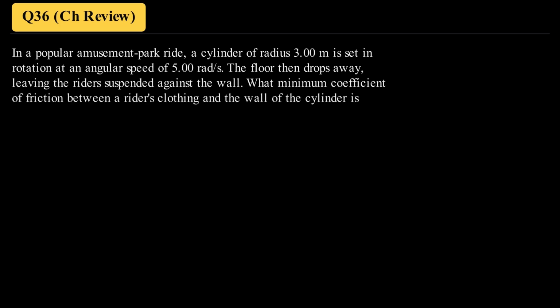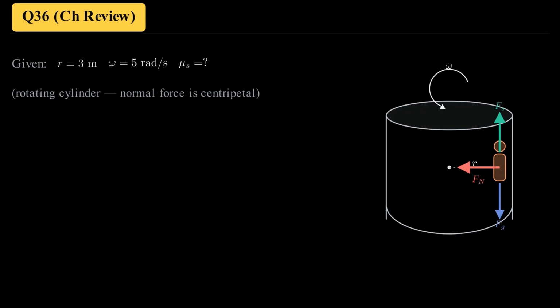What minimum coefficient of friction between the rider's clothing and the wall of the cylinder is needed to keep the rider from slipping? So you know the question is asking for the coefficient of friction. We know radius is 3, omega is 5. Now let's find mu s.